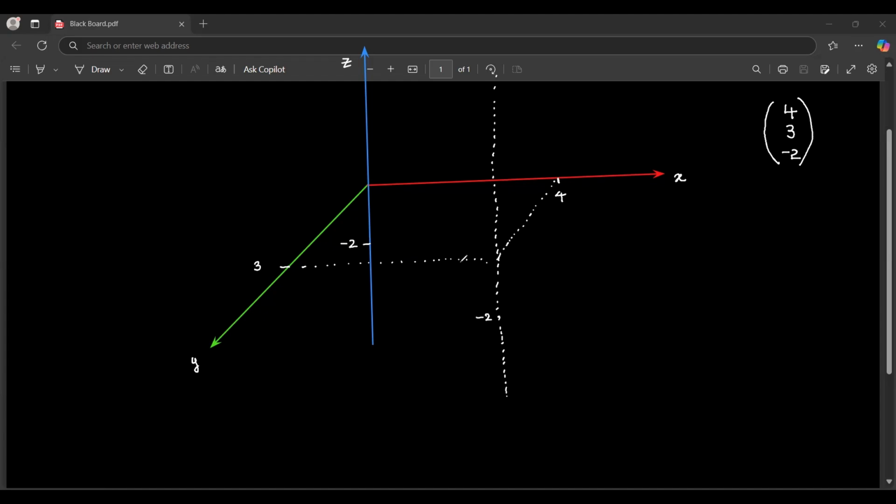So in this 4, 3, the vector will look like here. It should go from here to here, from the origin to here. So this is what happens. But I don't know whether this will confuse you, so I will draw until here. Let's say it is at -2 in the z plane.